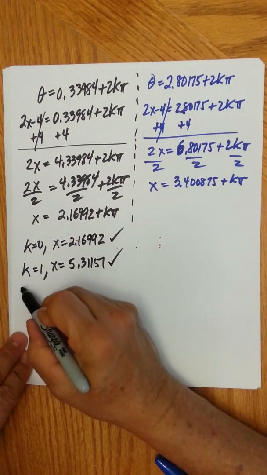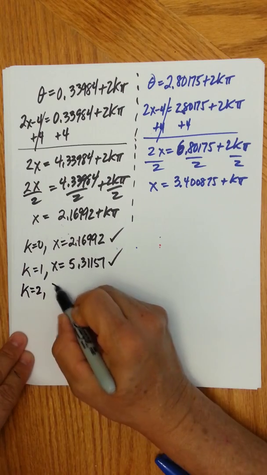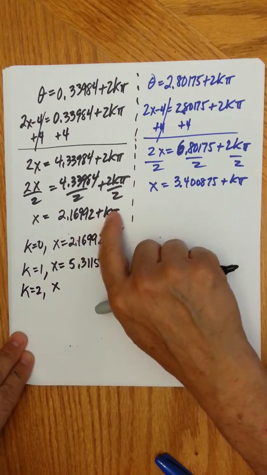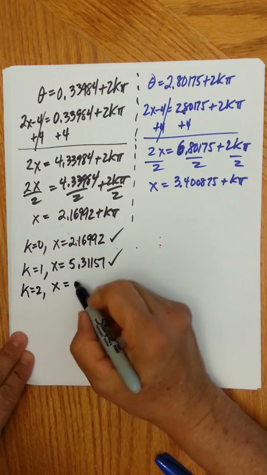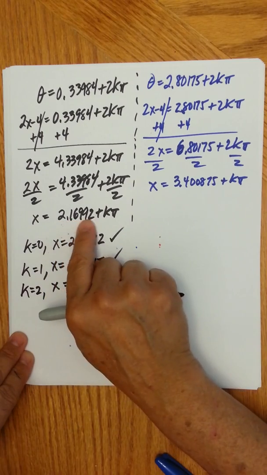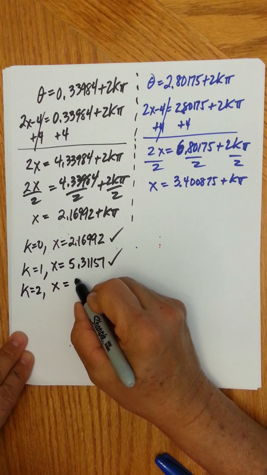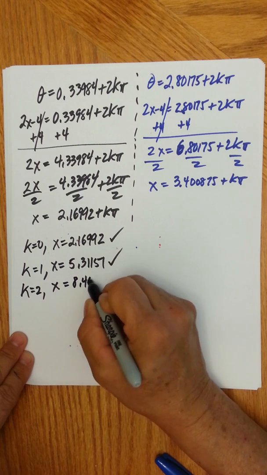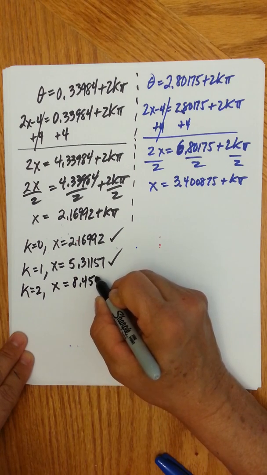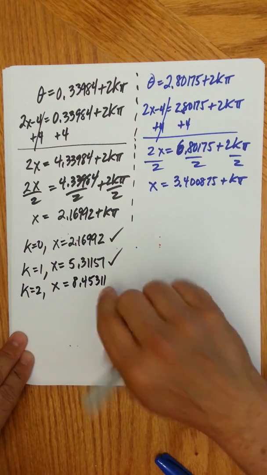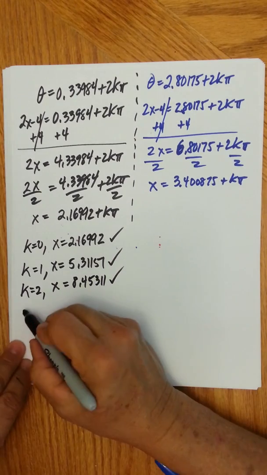That one's good. Now let's go to k equals 2. So I add another 1 pi. So this would be 2.16992 plus 2 pi, right? And I'll get 8.45311. And that's less than 9.4, so I'll take that one.